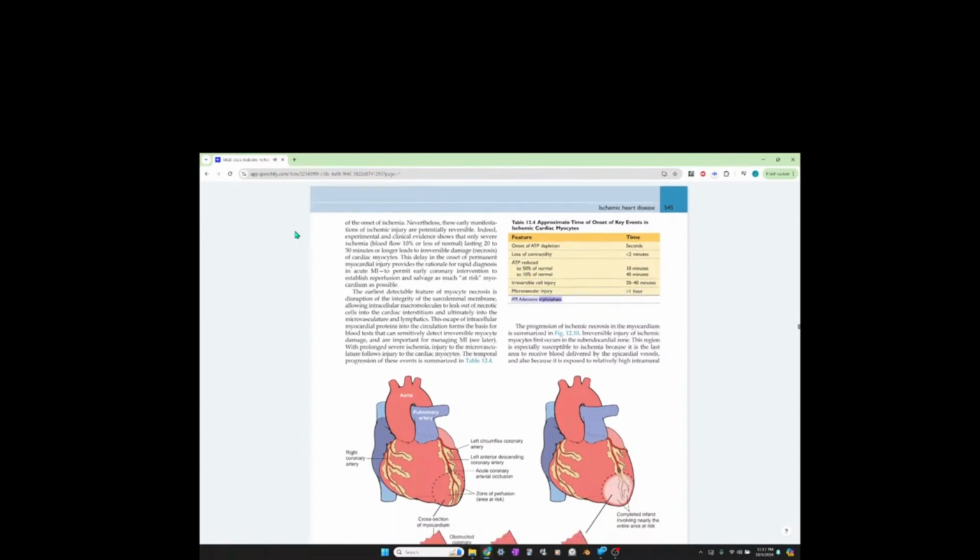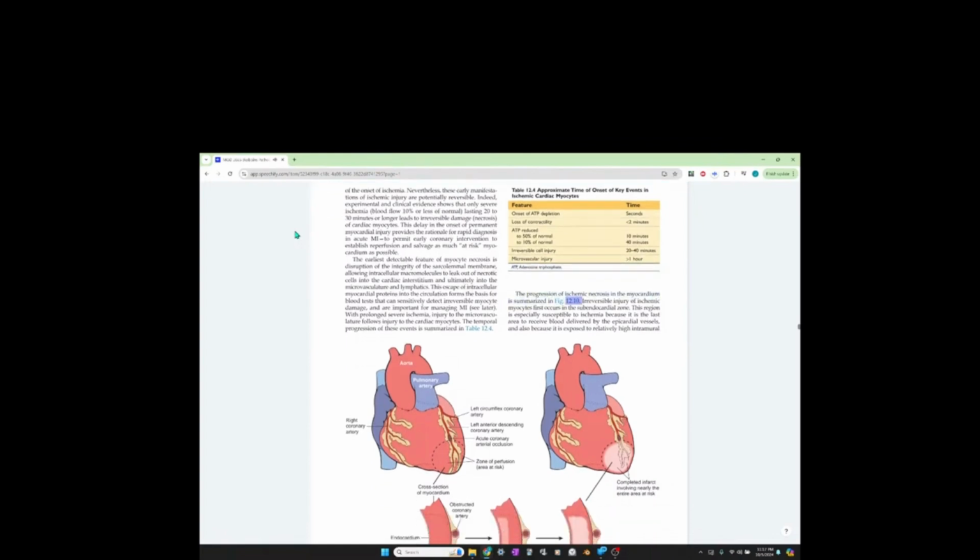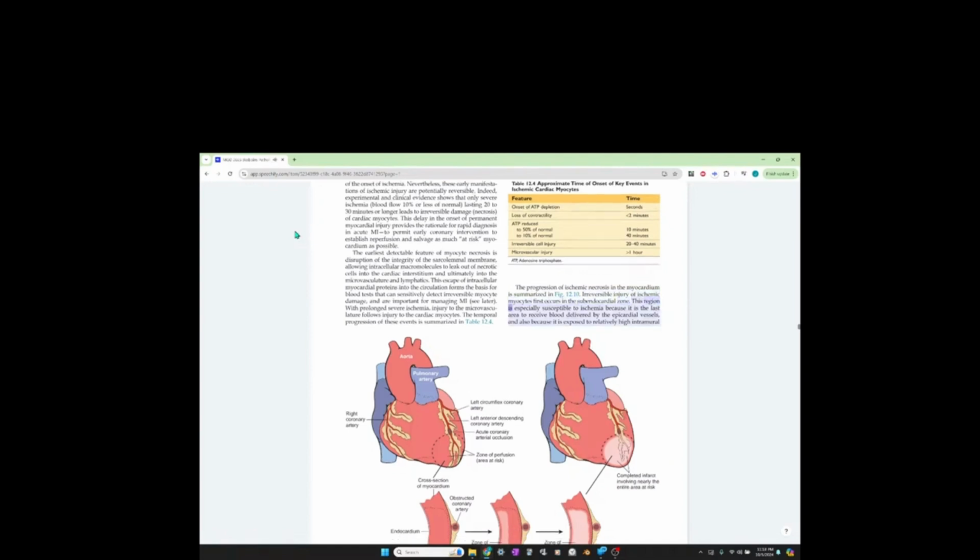The progression of ischemic necrosis in the myocardium is summarized in Figure 12.10. Irreversible injury of ischemic myocytes first occurs in the subendocardial zone. This region is especially susceptible to ischemia because it is the last area to receive blood delivered by the epicardial vessels, and also because it is exposed to relatively high intramural pressures, which act to impede the inflow of blood.